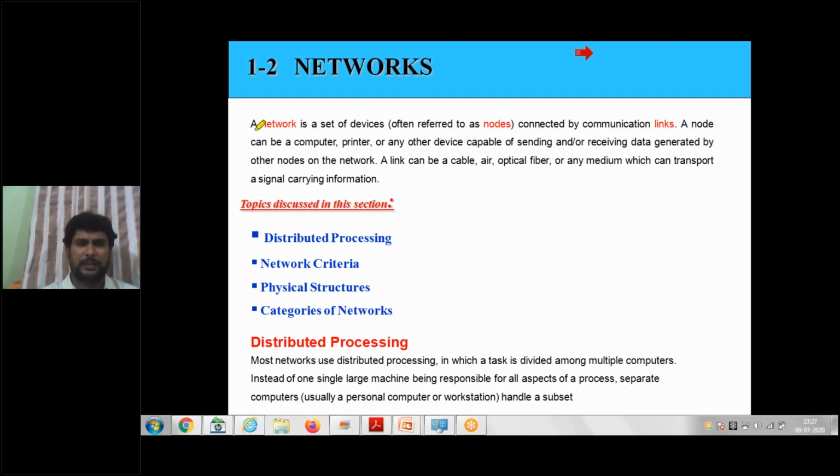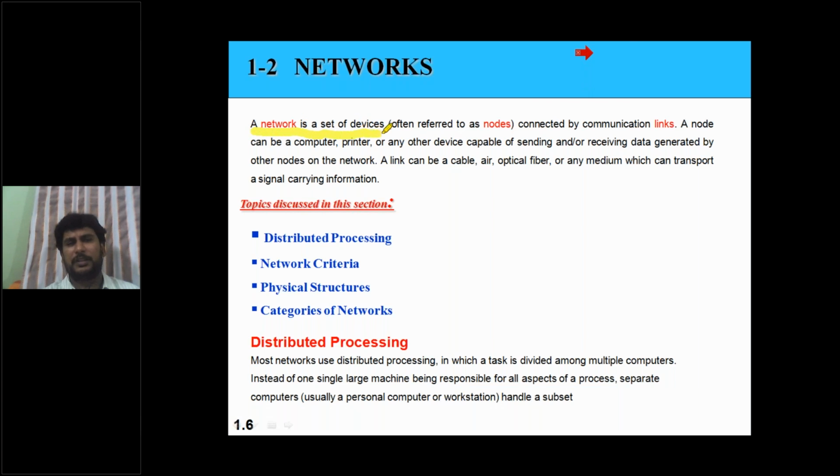So I want to highlight the definition of network. A network is a set of devices, and here the devices are often referred to as nodes, connected by a communication link. Now, what do you mean by it? For instance, I have four friends. Whether they are a network or not, the four friends can be treated as four nodes. And if these four friends are connected to a common WhatsApp group, it means they are part of a network. The group that we are talking about is a link. So a network is nothing but a group of devices which are connected by a link.